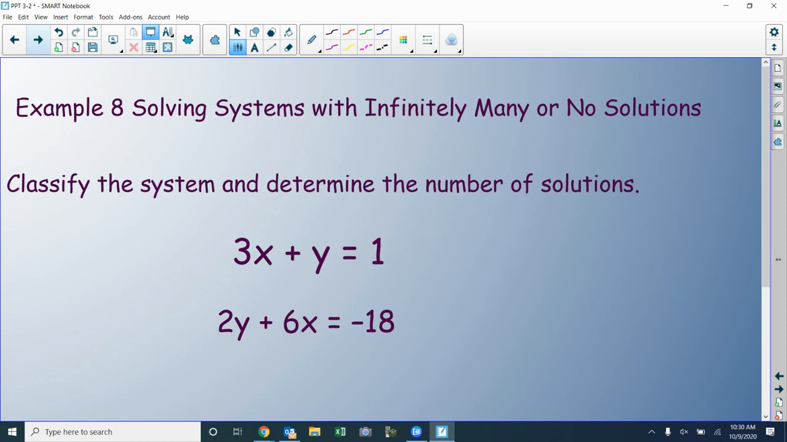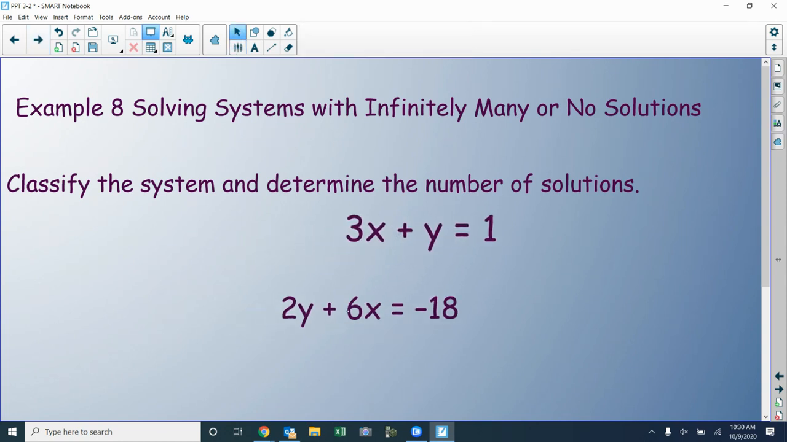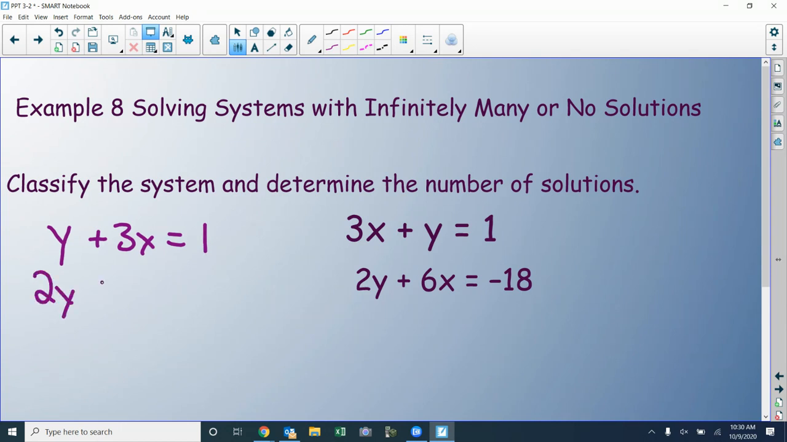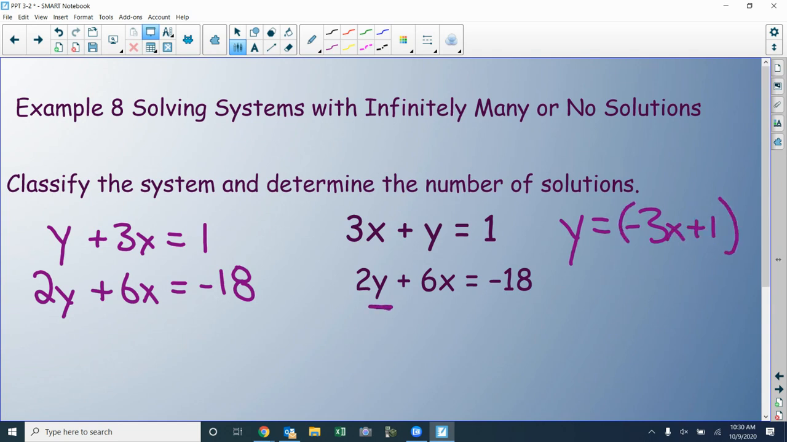Now, I'm messing with you here. If you're going to do elimination, what's the problem right now? You have to change the y and the 3x. You have to get stuff in order. y plus 3x equals 1, 2y plus 6x equals -18. You could have used substitution. You could solve for y and get y equals -3x plus 1 and plug that in for y here. You can go that route too. But since we're doing elimination, I'm just going to stick with that.